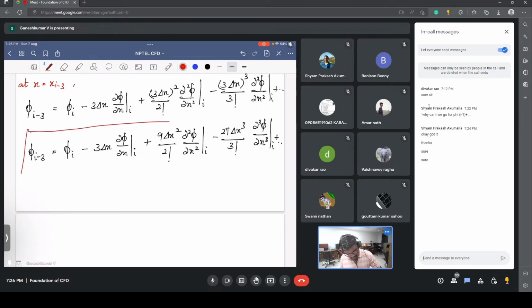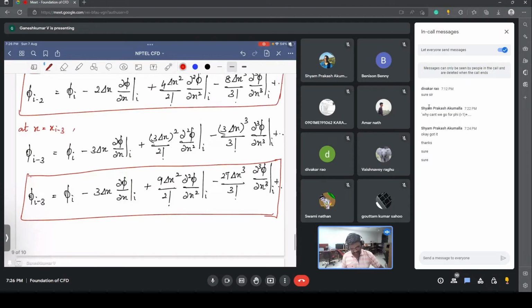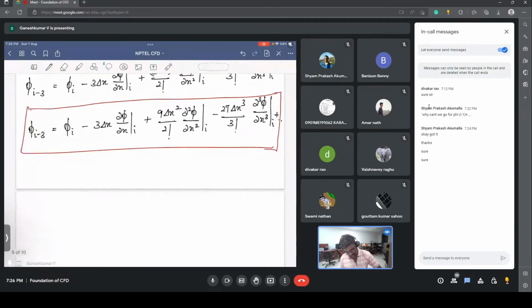Now you can construct the scheme with these three equations in n number of ways. There are a lot of possibilities that you can construct. Let me write it down separately.